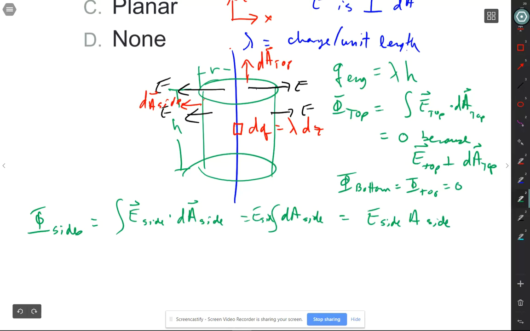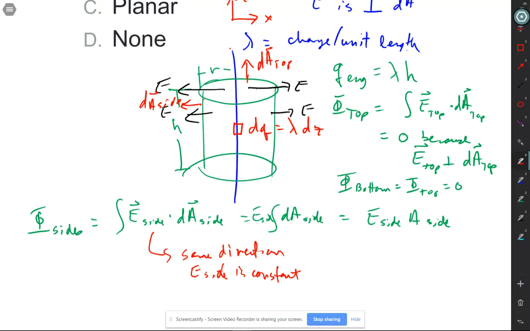Because the electric field and the area on the sides were the same direction, going from the first integral to the second integral, I did two things. I said they're the same direction, so the dot product just became E dot dA, or E times dA. And then E on the side is constant, so I brought the E outside of the integral. And then, by definition, the integral of dA is just A, so the flux on the sides is E side times A side.